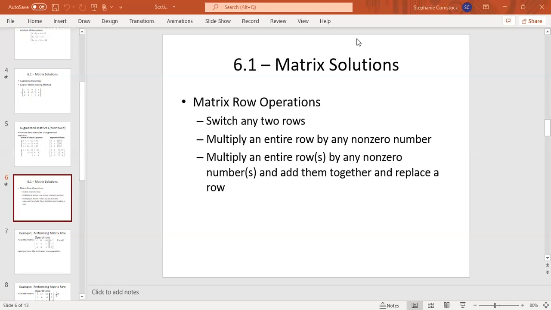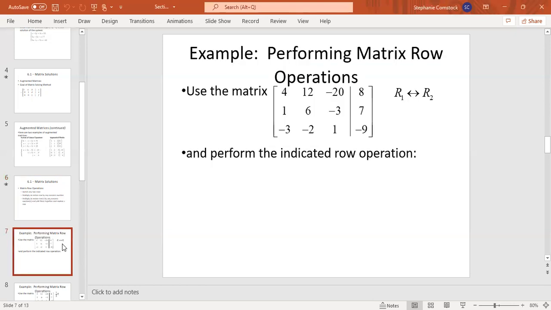So what we're going to see is several operations that are done, and they are going to work on the same basic matrix. We're going to look at a couple of different notations that are used for this, as well as how this is done. So the matrix that we're going to be working on is this one. I'm going to go ahead and get this transferred for us. So I've got 4, 12, -20, and then 8. I've got 1, 6, -3, 7, -3, -2, 1, and -9.